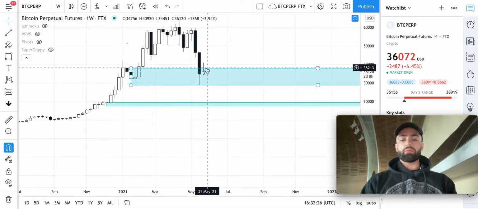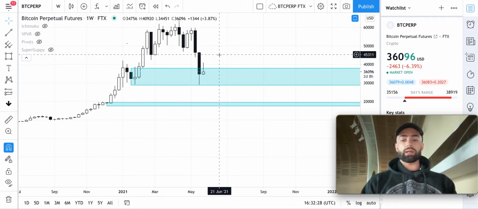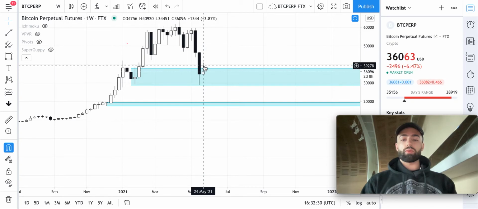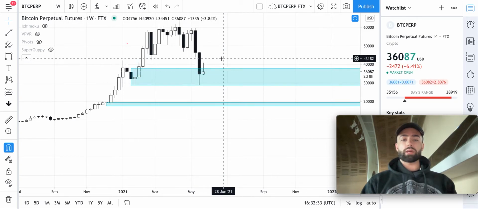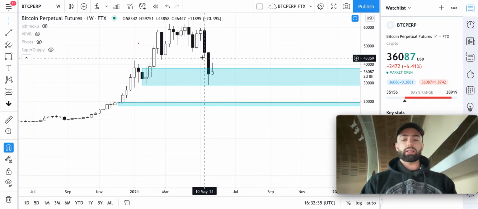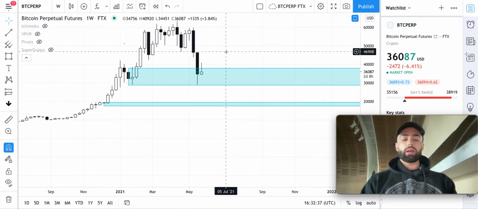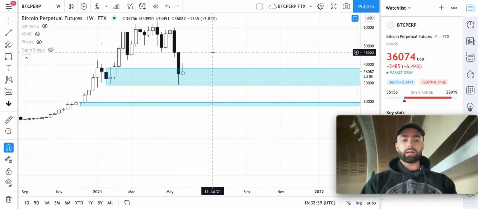Right now we have a pretty weak bounce in terms of the weekly time frame. You can see this long upper wick here of people selling into the rise in price. People are pricing in the fact that we may continue lower, and we'll talk about why that is on the daily time frame in a second.